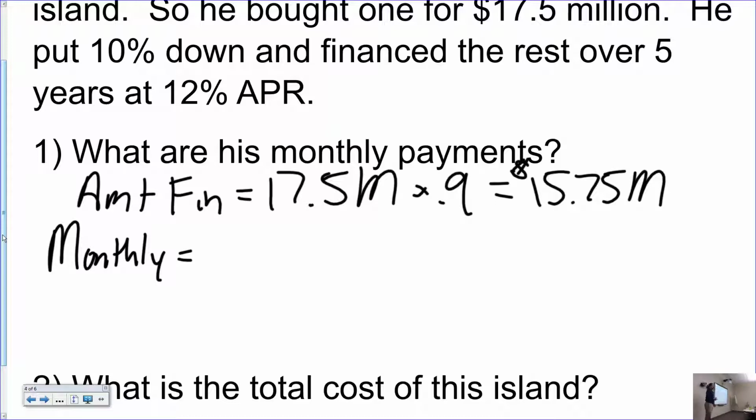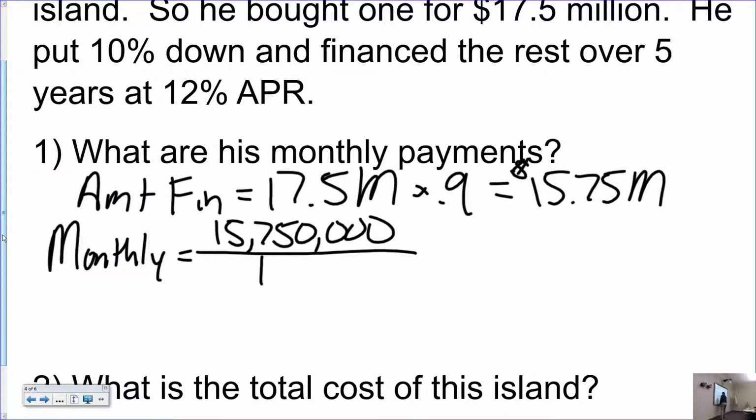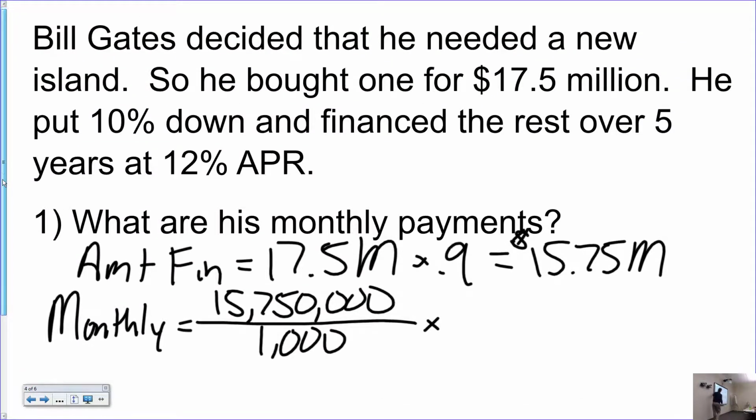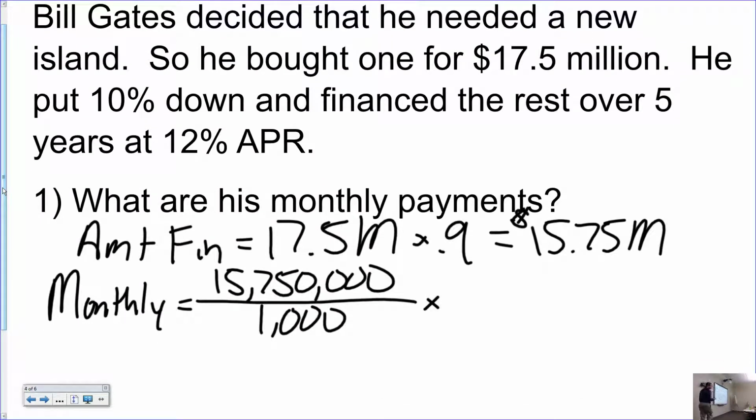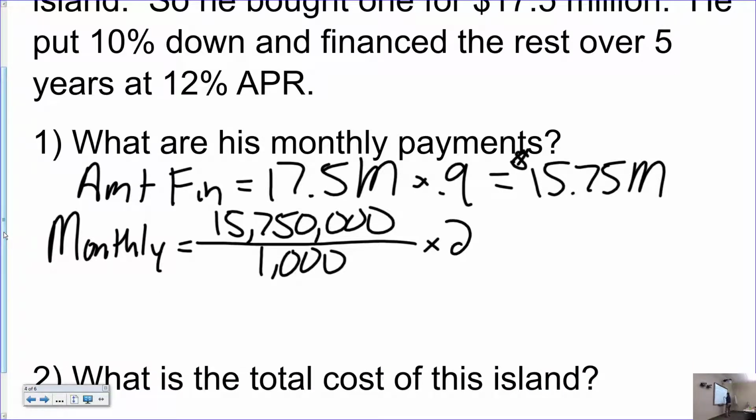Now you might have to put some zeros in there, folks, right? Because what do we have to do with 15,750,000? Divide by 1,000, and then multiply by his table value. What's the table value for 5 years at 12%? 22.24.